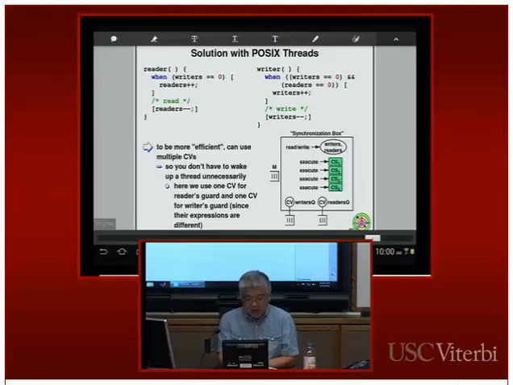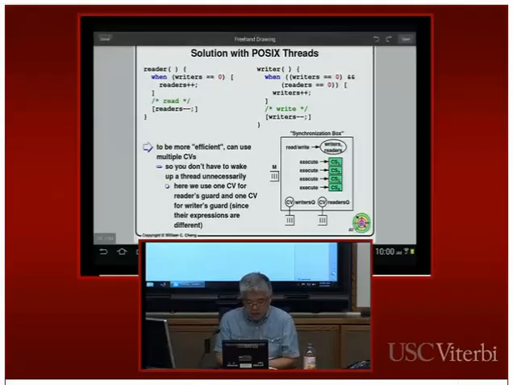So this picture actually changed a little bit. We have the readers and writers threads, and a single mutex that we're implementing. In this case, we're going to end up with two condition variables. One is associated with the writers, and the other one is associated with the readers.